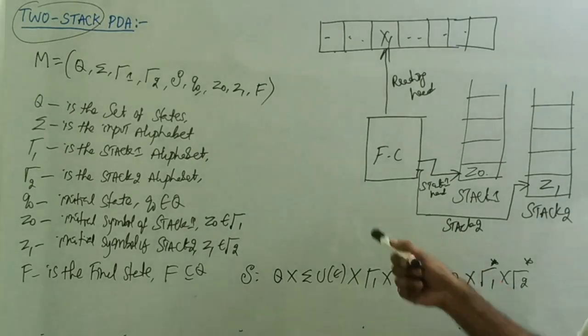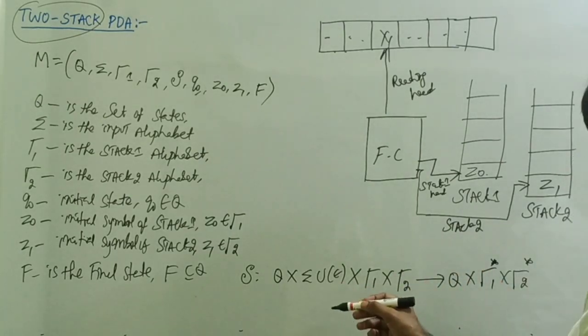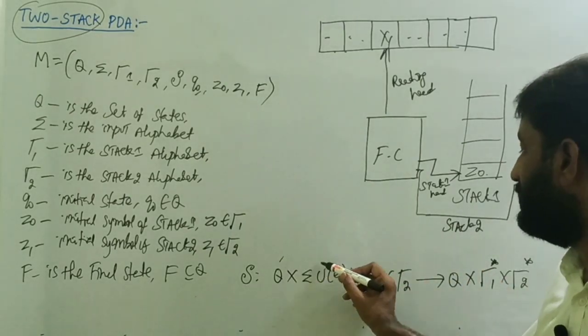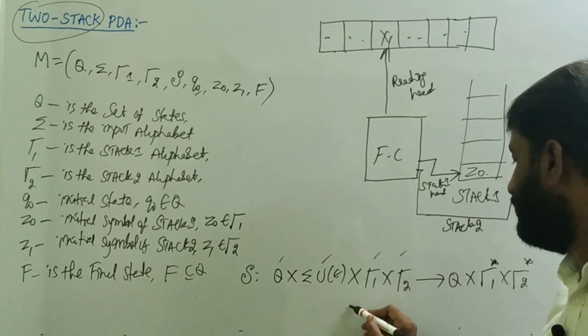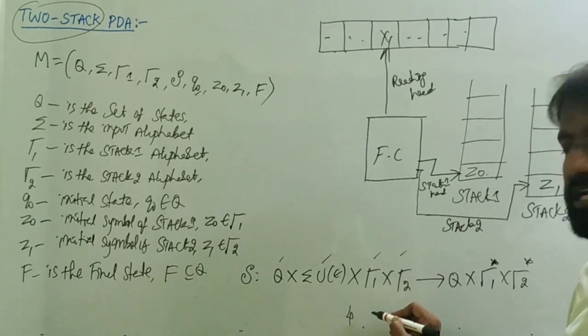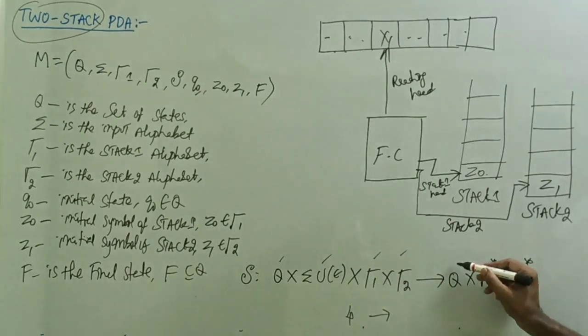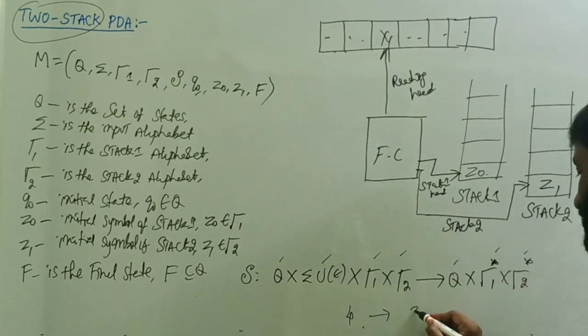You observe in the two stack PDA how many tuples we are giving: 1, 2, 3, 4. So 4 tuples we are giving as input to the transition function. It produces how many tuples? 1, 2, 3 tuples as the output.